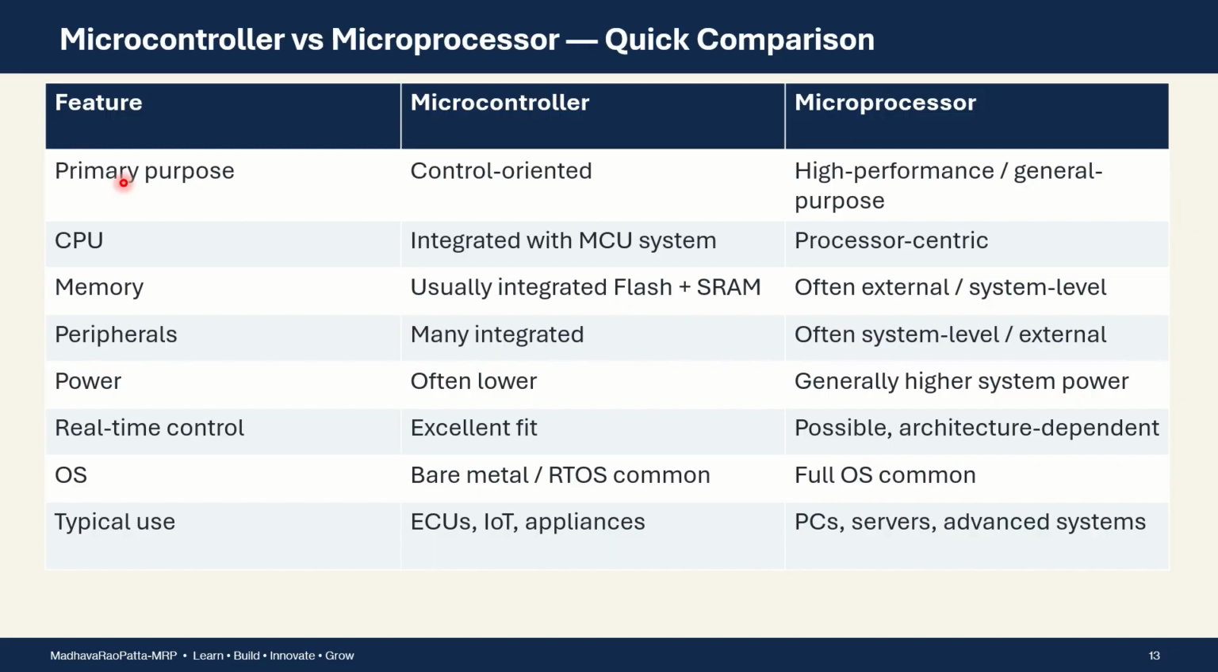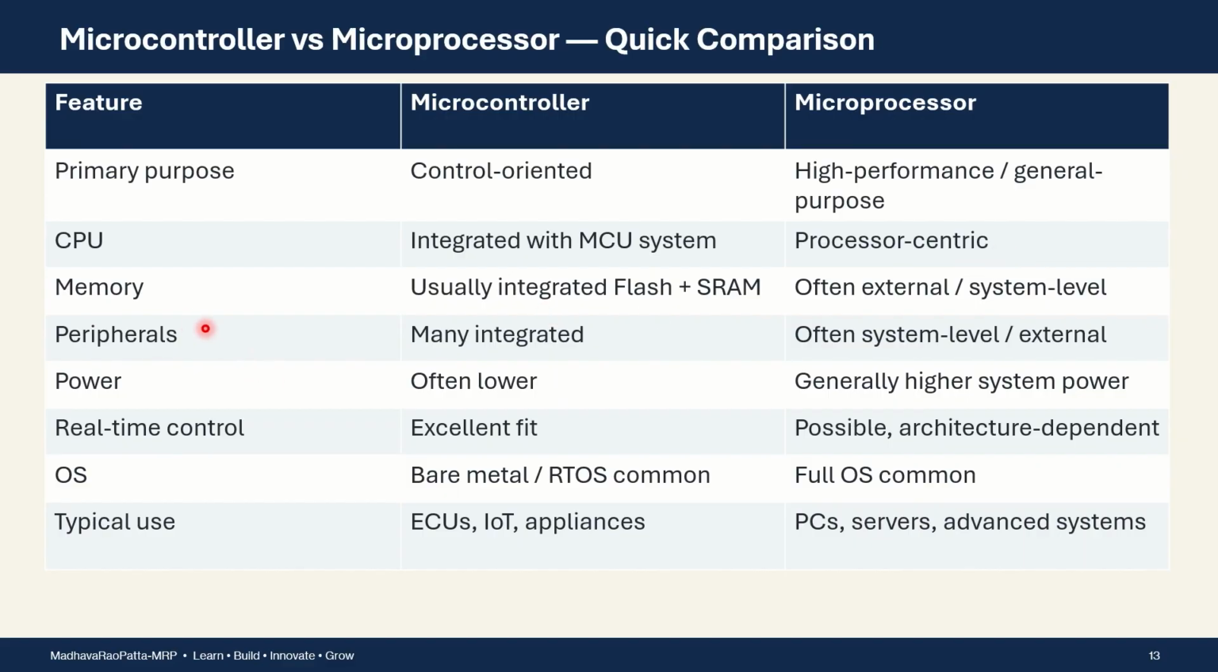Microcontrollers are generally designed for control-oriented applications, but microprocessors are generally designed around high-performance computing. Then coming to the CPU, the microcontroller has it integrated within the microcontroller unit system. This is processor-centric. Microprocessor systems often rely more heavily on additional system resources.